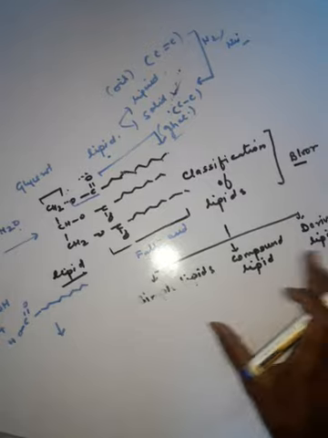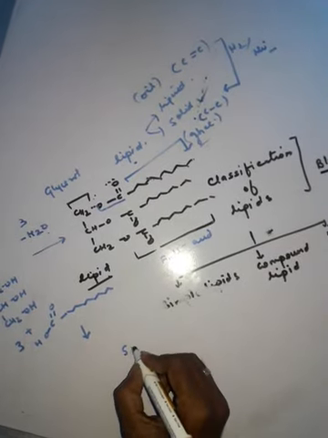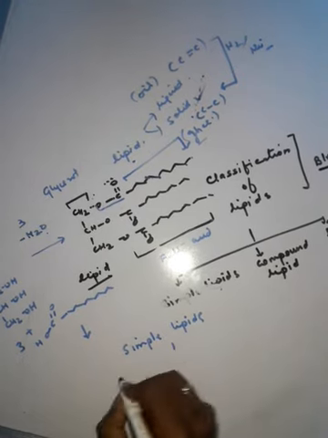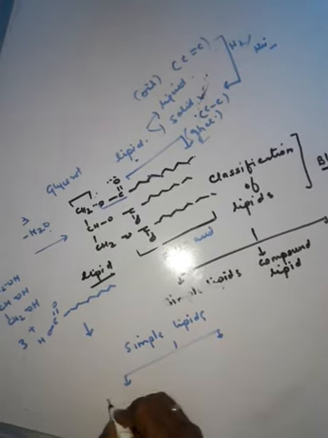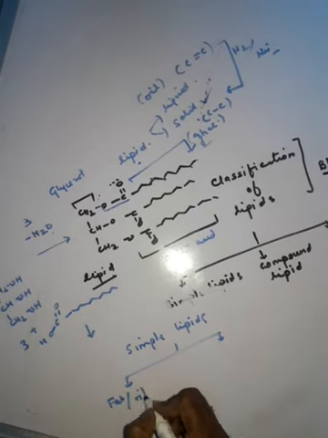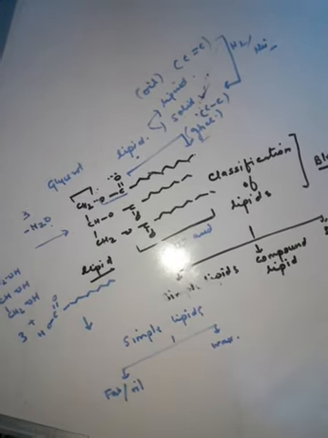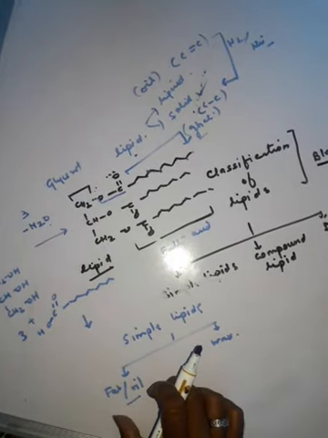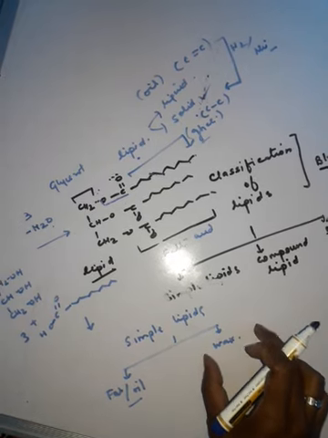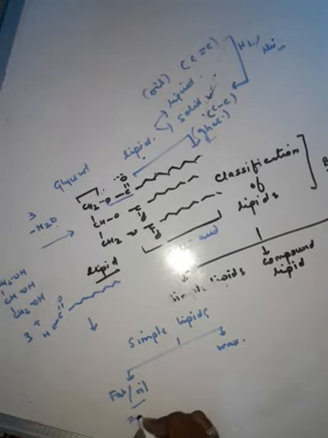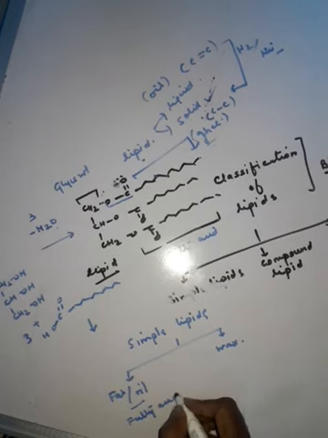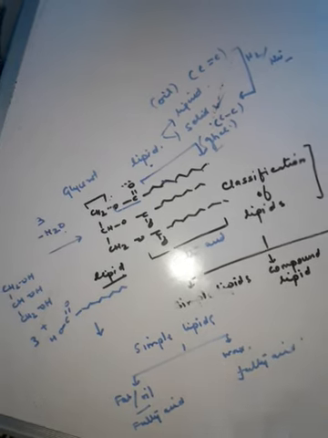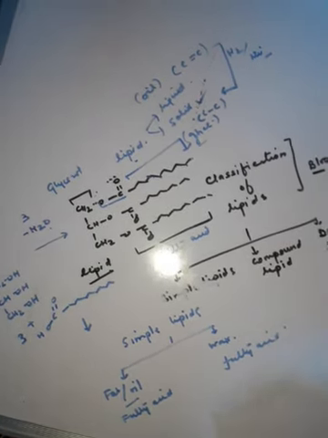So we will come to the main point. Simple lipid is actually further divided into two parts: fat or oil, and second, wax. Fat and oil are made up of fatty acid plus glycerol. Fatty acid is common in both, but which is not common?